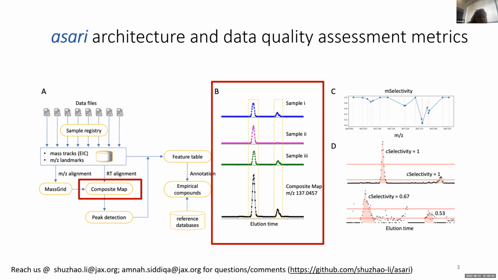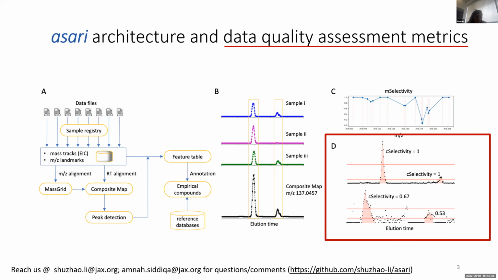In Asari, we export annotation with the feature table as well, and we put special emphasis on data quality assessment metrics, and we include several. For example, the selectivity is also exported with the final feature table, and it demonstrates how distinct the chromatographic elution peaks are.